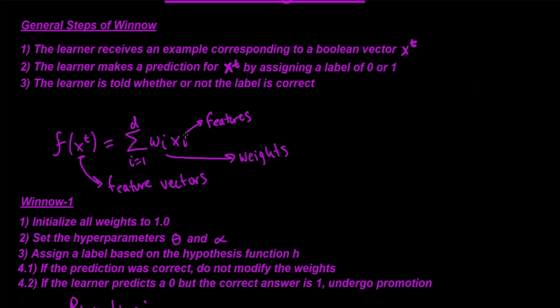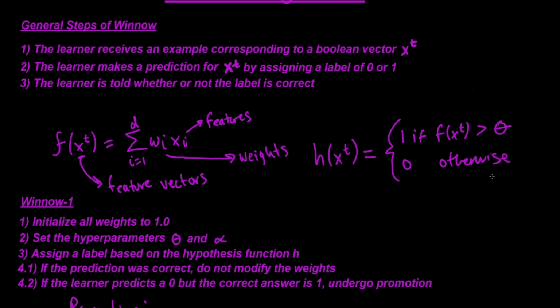The function that determines the label that will be assigned to a given xt is called a hypothesis. The hypothesis function for the Winnow-1 algorithm is as follows. It's going to be h of xt, where h means hypothesis, and xt is again our Boolean vector. And this is going to be a piecewise function because we have a few options. It is going to equal 1 if f of xt, which is the function we were just talking about, is greater than theta, and it's going to be equal to 0 otherwise.